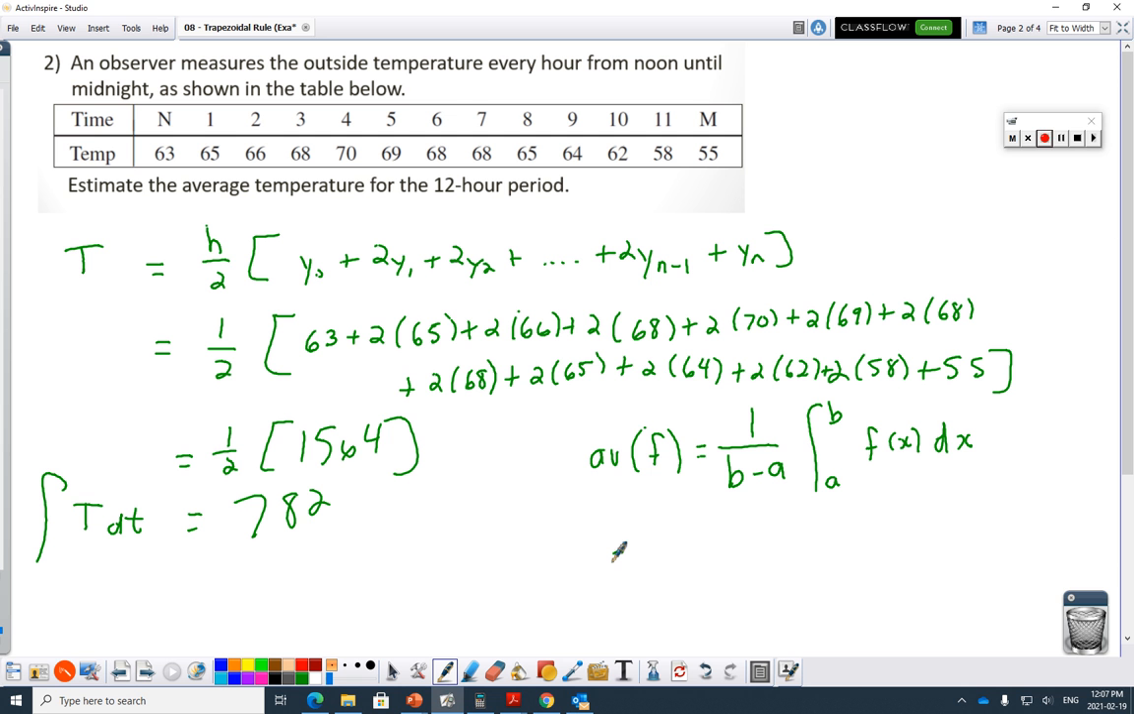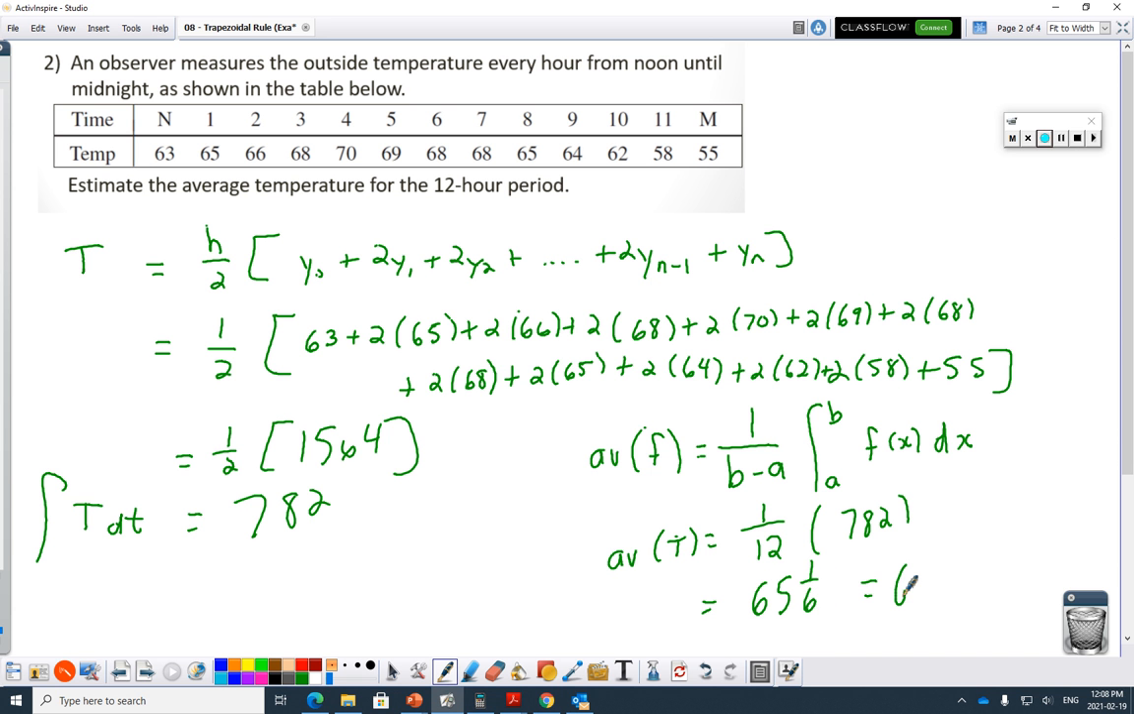So the average temperature here is 1 over 12 minus 0. The 12 Simon identified as the important feature of all this. We want 1/12 of that integral of 782. Let's see if that comes up with an answer that we can live with a little more. 782 divided by 12 intervals, 65.16. Okay, but let's call it 65 and a sixth.